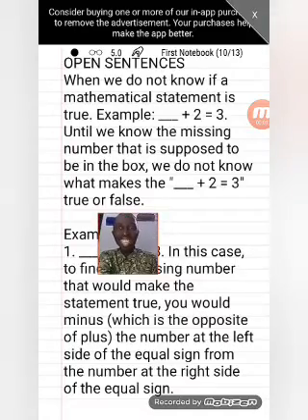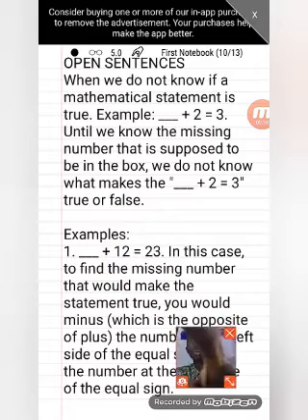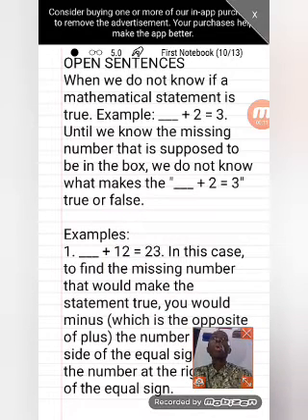So follow me. Yes, we are now in the lesson. Now, remember, open sentences. In doing these open sentences, you have to understand what it really means. Open sentences is in this case when we do not know if a mathematical statement is true. Remember what I told you in the introduction: what makes it true? 3 plus what number would give us 7? What number will make that statement true?